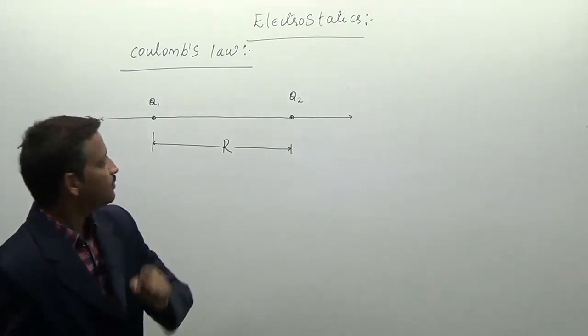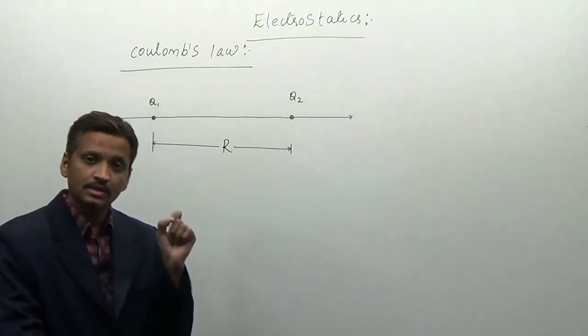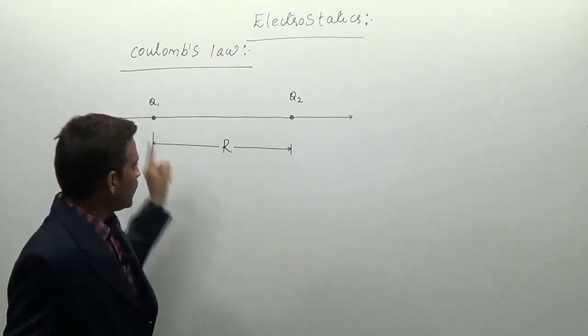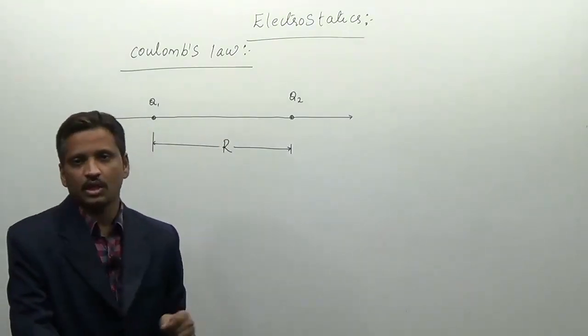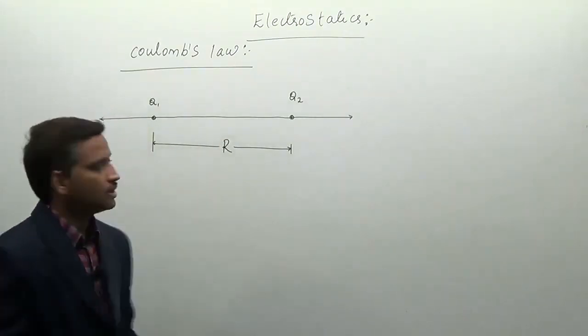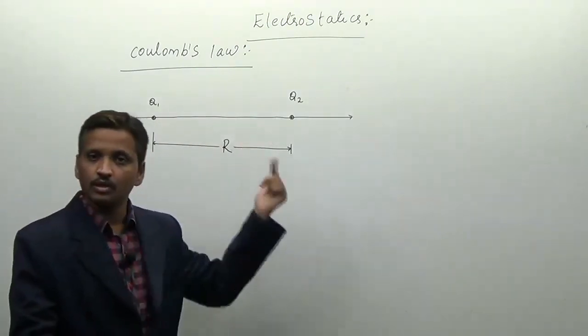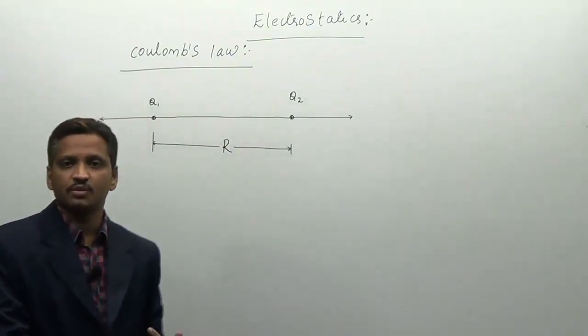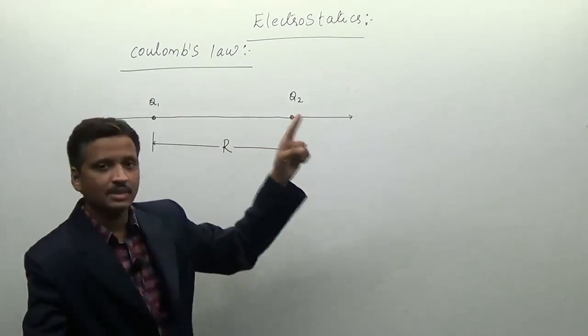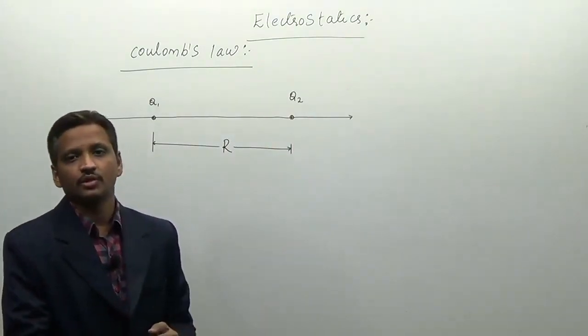So the statement of Coulomb's law is, the force of attraction or repulsion between the 2 point charges is directly proportional to the product of their charges and inversely proportional to the square of the distance between them, and the force always acts along the line joining the 2 point charges.